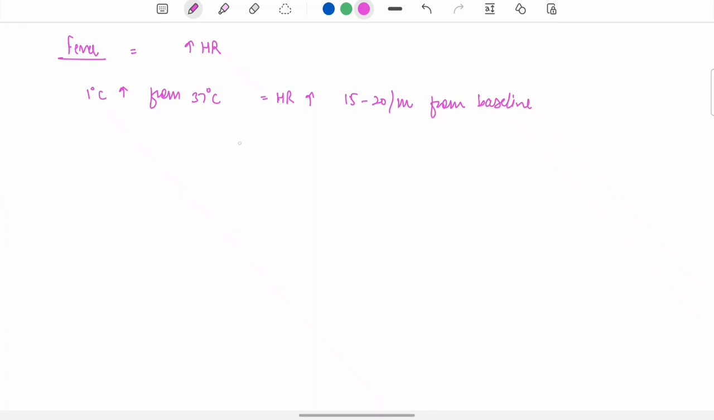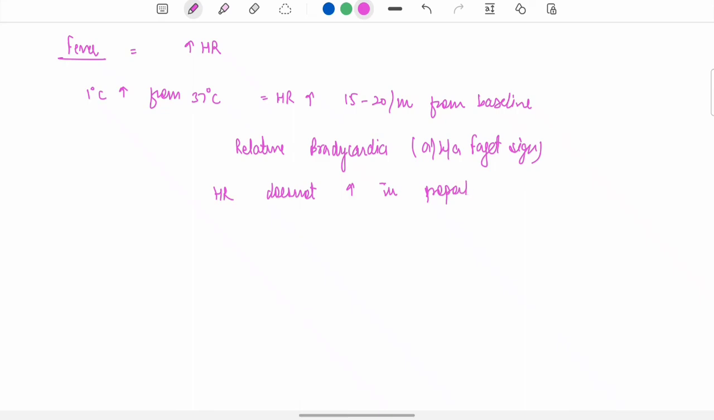One important thing associated with fever is an increase in heart rate. When there is an increase of 1 degree Celsius in temperature from 37 degrees Celsius, heart rate increases by 15 to 20 per minute from baseline. So there is a term, relative bradycardia, also known as Faget sign, in which heart rate does not increase in proportion to temperature. There is relative bradycardia.